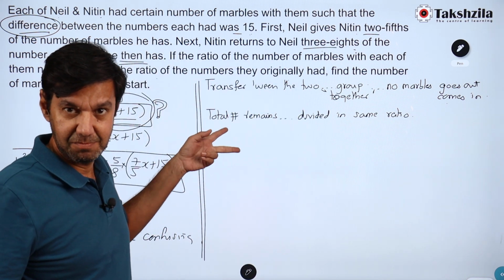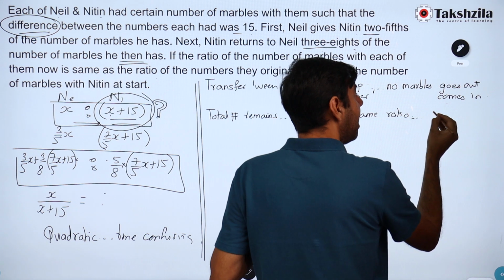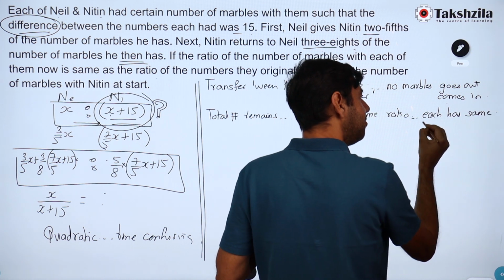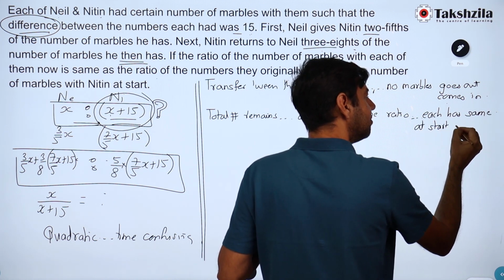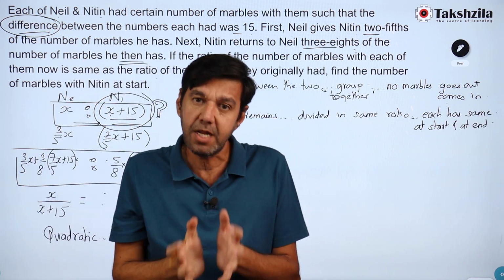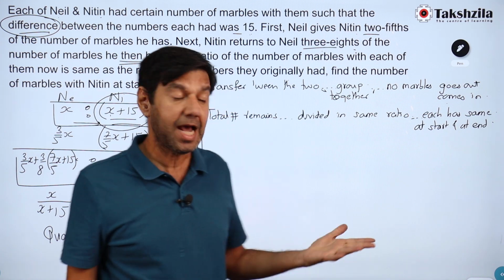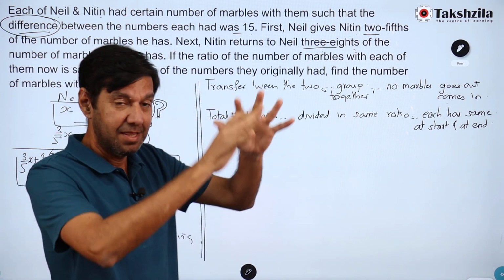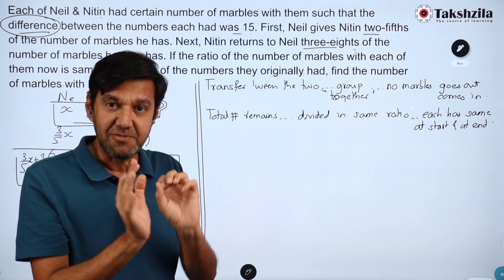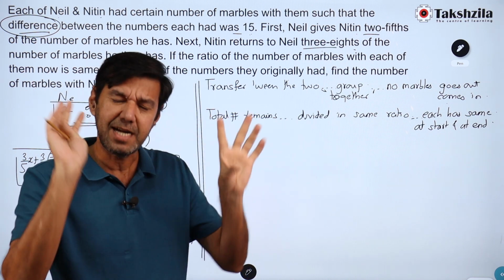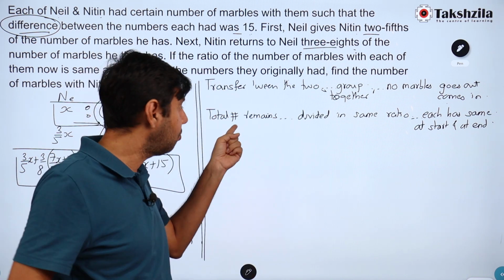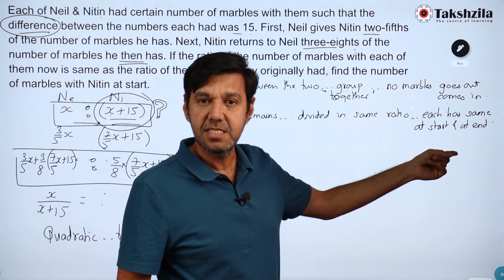The ratio is the same. So what that means is each has the same at start and at end. Whatever Neil had at the start, that is what he has at the end also. Think, it has to happen. Some people struggle with this. There's a total number of marbles. If that has to be divided in the ratio 3:5, randomly I am saying, then the first will get 3/8, the other will get 5/8 of it, and the total is the same. And even at the end it's the same, so it has to be the same.